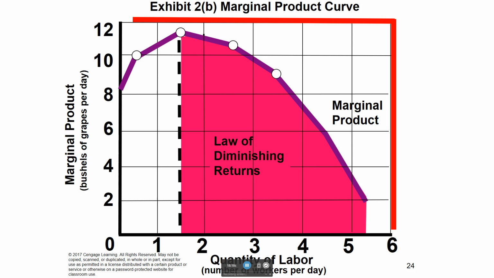Here we're just putting the dots in. Marginal product of the second worker, third, fourth, fifth, even though they're marked on the halves.